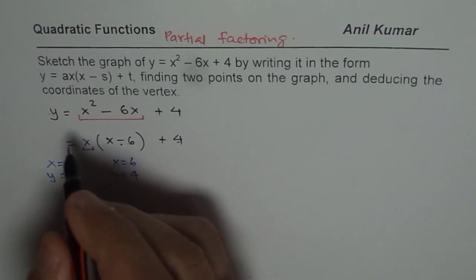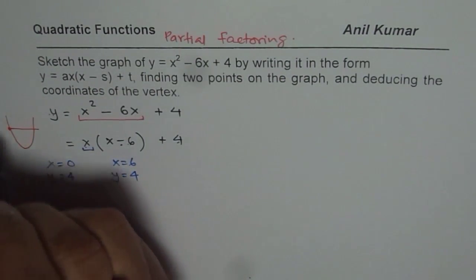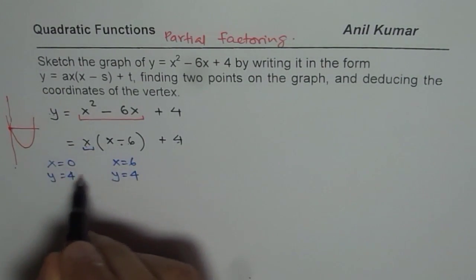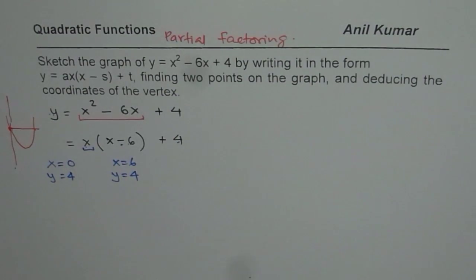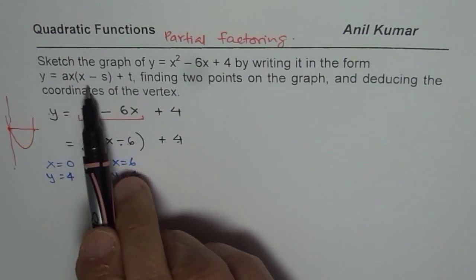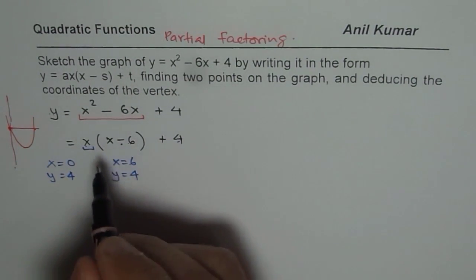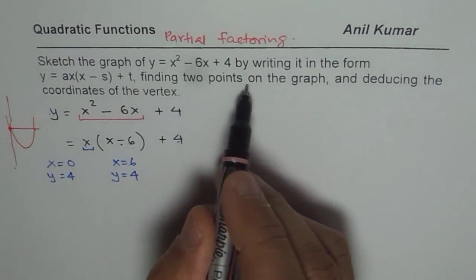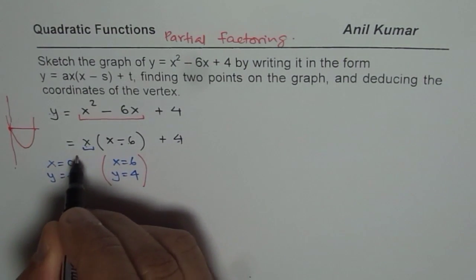Now this parabola is opening upwards, right? And here I get 2 points which have the same y values. Now one of them happens to be at x equals 0. So this one is the y-intercept, and this is called the image of the y-intercept. So it says, writing it in the form of ax times (x minus s) plus t, that is the form, right? So this is that form. Finding 2 points on the graph. So these are the 2 points which we are talking about. Do you see that? These are my 2 points.